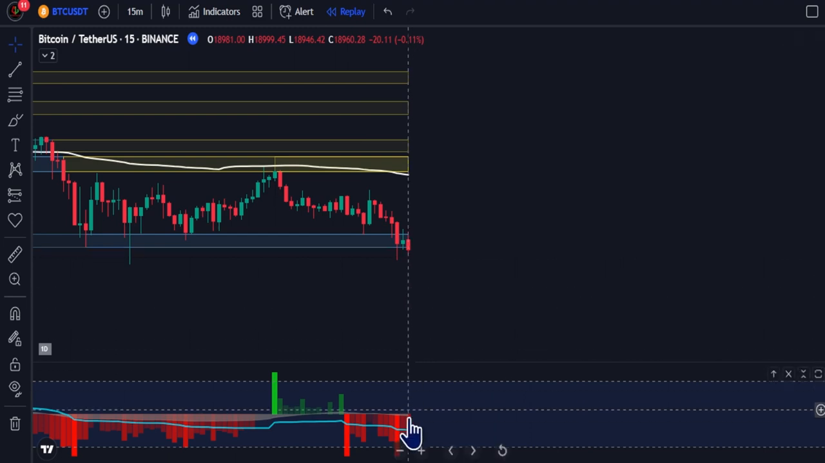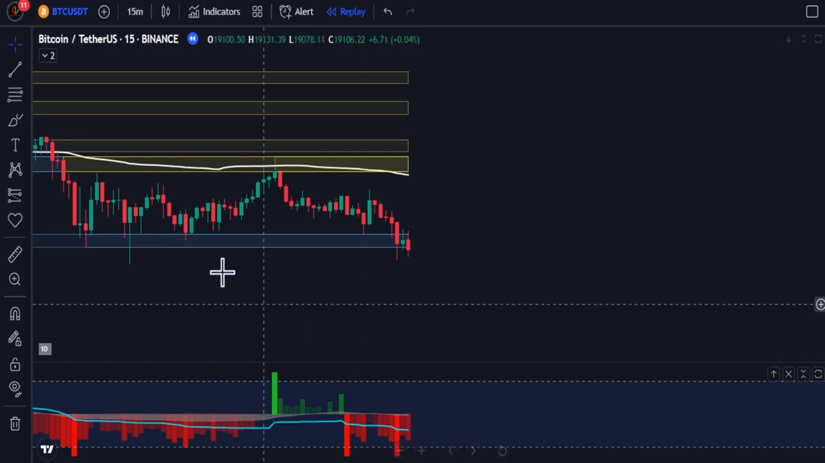The last confirmation that we will need is from the super trend oscillator. The bar on the super trend oscillator will need to be red and below the blue signal line. Once all the conditions have been met, we will enter a short position.